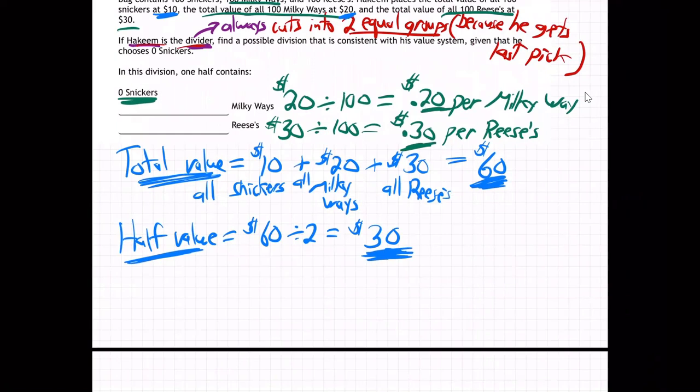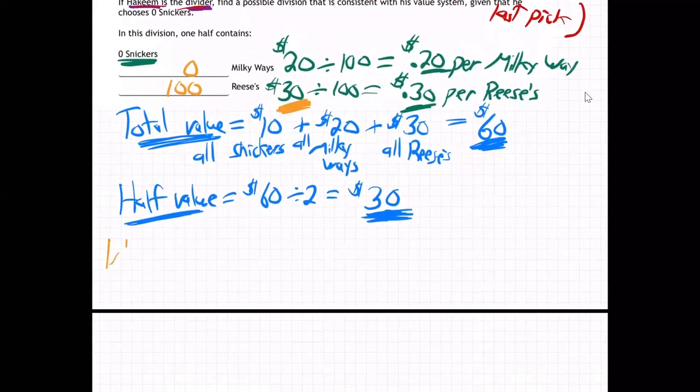For example, here, let me give you the easy answer. The Reese's are $30. All the Reese's together are $30. There it is. Just choose all 100 Reese's and no Milky Ways. So, first answer. First answer is going to be 0 Milky Ways and 100 Reese's. Right? Here, I'll write that out.